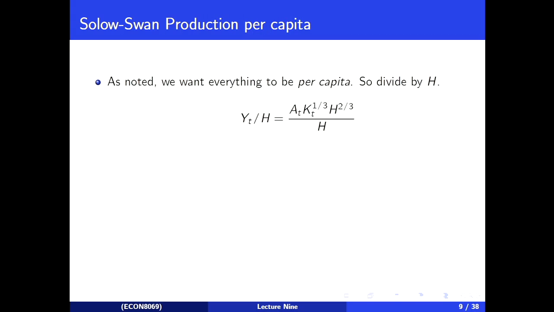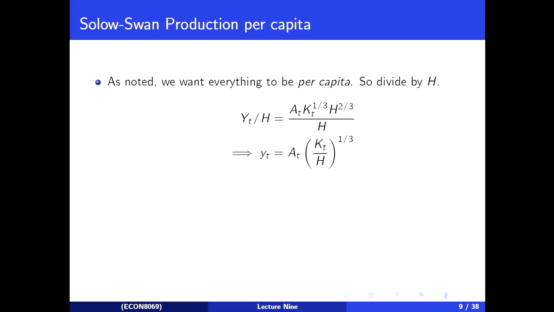We do, however, want everything to be in per capita terms, and we're going to cheat a little bit and call H our per capita amounts. So we're going to divide everything by H and call that per capita. We're going to see that in many ways this makes things a lot neater and nicer. So we have Y sub T, and we divide both sides of this production equation by H. Y sub T over H is just Y sub T divided by number of people, or effective labor, so it's just income per capita.